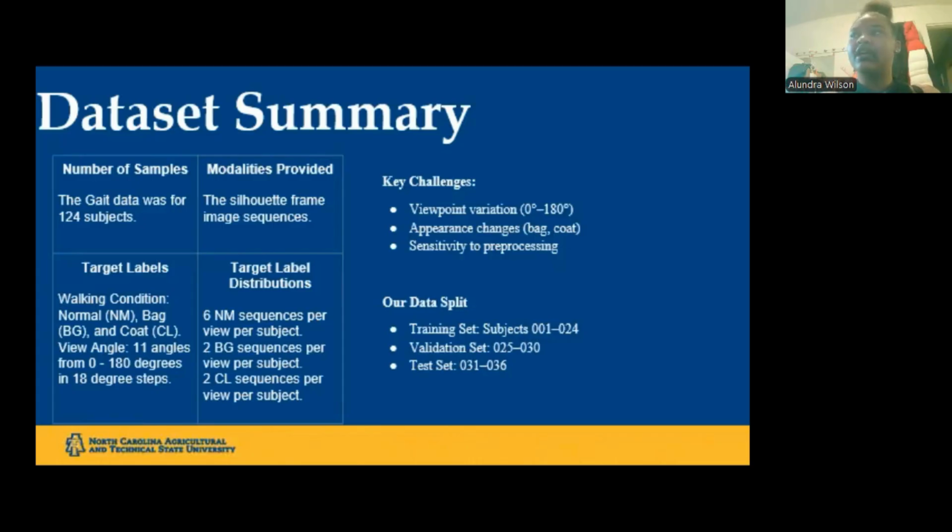To improve generalization, we used a subject-based split instead of randomly splitting sequences. Subjects 001 through 024 were used for training. Subjects 025 through 030 were used for validation, and subjects 031 through 036 were reserved for testing. This ensured that the model was evaluated on completely unseen subjects, which creates a much more realistic testing scenario.